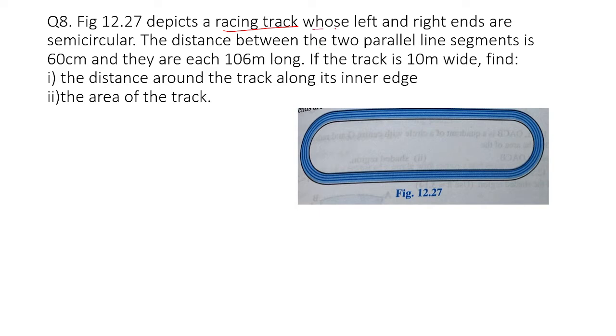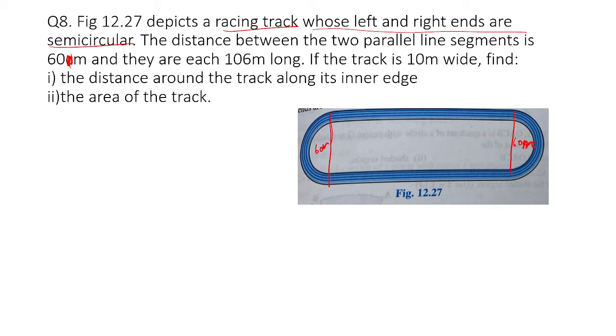It's also given that the left side and right side are semicircular. So this left side and this right side, you can just draw a line. These are semicircles. Now the distance between the two parallel line segments is 60 centimeters. So the distance between this line and this line is 60 meter. Sorry, it's 60 meter, this is a typing error, a typo.